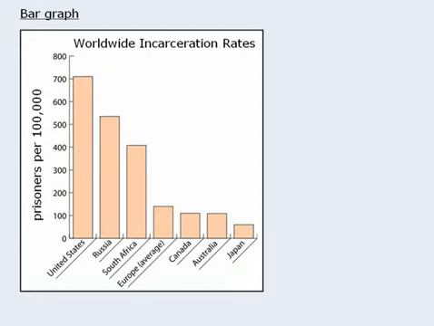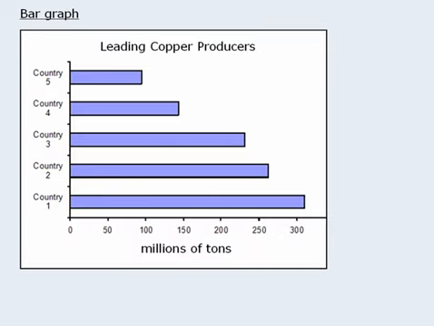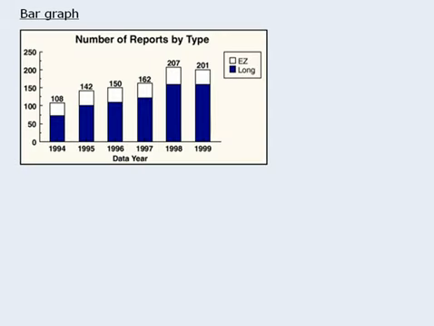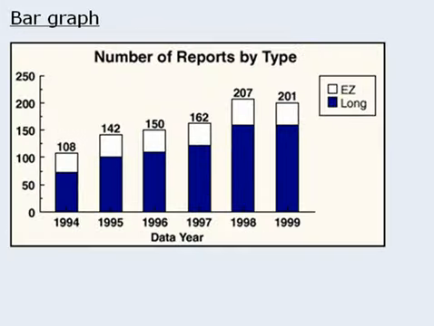A bar graph, also known as a bar chart, features rectangular bars such that the length of each bar is proportional to the value it represents. Now, these bars can be plotted vertically or horizontally. In some cases, a bar graph features bars divided into two or more pieces to show the relationship of each piece to the whole. For example, in this graph, we can see that in 1994, this organization created a total of 108 reports. A certain proportion of these reports were categorized as long reports, and the rest were categorized as easy reports.